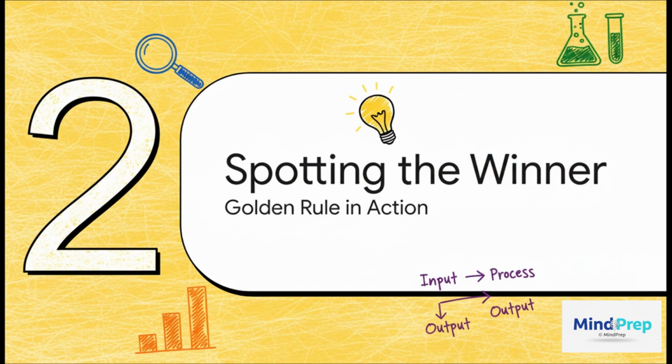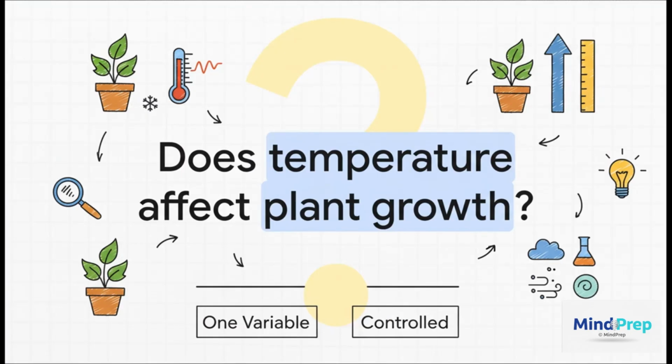This is where it gets fun. So here's our research question. Nice and simple. Does temperature affect plant growth? The very first thing we do is identify our independent variable. What's the one and only thing we want to test here? Temperature. That's it. Which means every single other thing has to be locked down and kept the same.